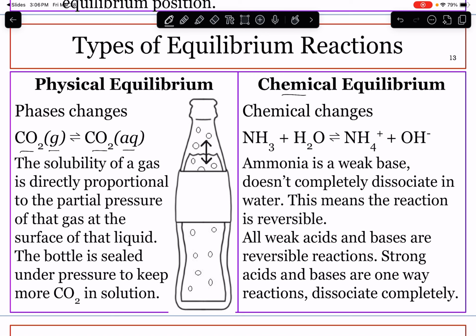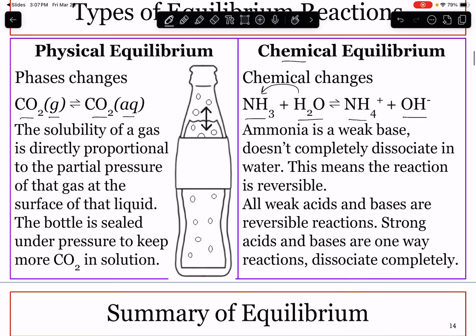In this chemical equilibrium example, we have NH3, ammonia, reacting with water. One hydrogen ion is transferred from water to the NH3, so this turns into NH4+ and OH-. Very few of these reactants, the NH3 and H2O, actually get to turn into products. Many of the products then turn back into reactants. This is an example of a weak base reacting with water, and we're going to learn more about weak acids and weak bases versus strong acids and strong bases in our chapter on acids and bases.